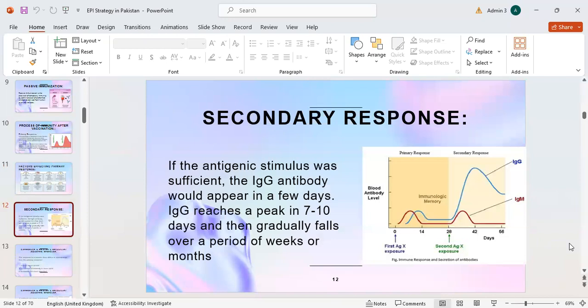Secondary response. If the antigenic stimulus was sufficient, IgG antibody would appear in a few days, reach a peak in 7 to 10 days, and then gradually fall over a period of weeks or months. This picture shows the IgM antibodies and IgG. IgG antibodies are especially prominent when there is a second antigen exposure; this is the secondary response, and the IgG antibodies are larger in number.